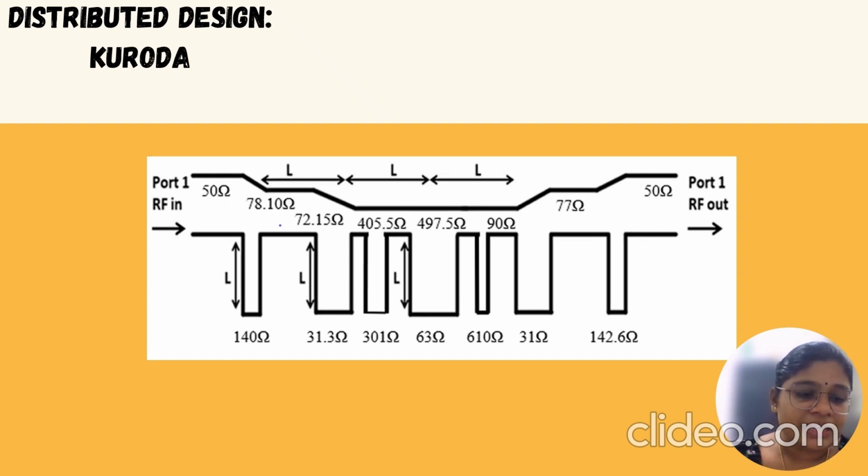So the characteristic impedance values of the stubs are given below each stub. For example, 140, 31.3, 301, 63, 610, 31, and 142.6. And the main line segments have corresponding impedances, which are 78.1, 72.15, 405.5, 497.5, 90, and 77. So all stubs are quarter wave, which is 45-degree length, and open or short circuit at the end according to the Richards and Kuroda transformation. So the entire layout ensures the same filter performance as the original lumped design, but using only practical transmission lines.